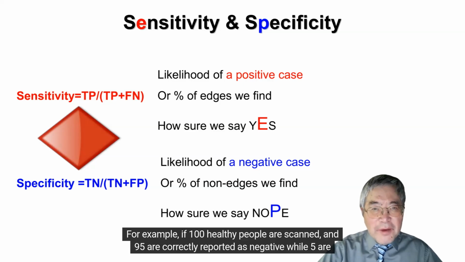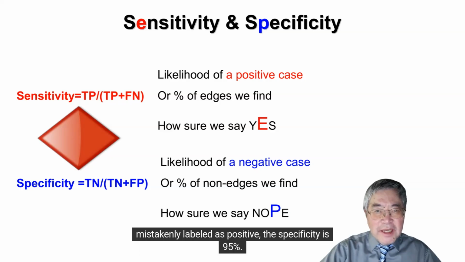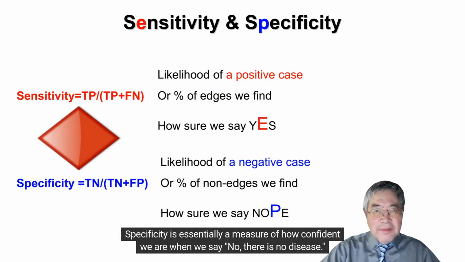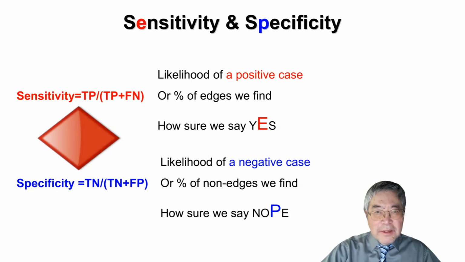For example, if 100 healthy people are scanned and 95 are correctly reported as negative while 5 are mistakenly labeled as positive, the specificity is 95%. Specificity is essentially a measure of how confident we are when we say no, there is no disease.